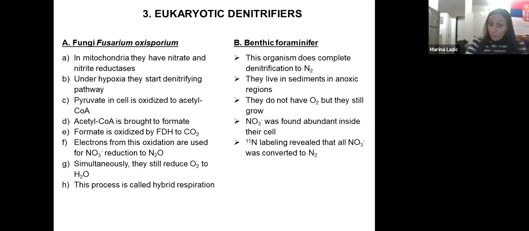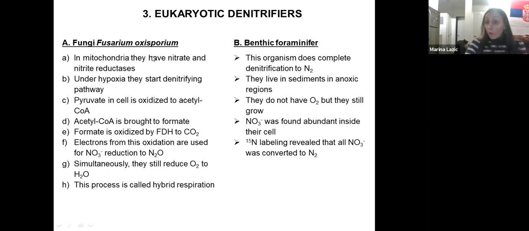Simultaneously, they still breathe oxygen and produce H2O. So they do hybrid respiration. They do this in conditions when there is a lack of oxygen. In foraminifers, it's a specific type of denitrification, and this organism actually does complete denitrification to molecular nitrogen. So Fusarium goes to nitrous oxide, foraminifer goes to dinitrogen.